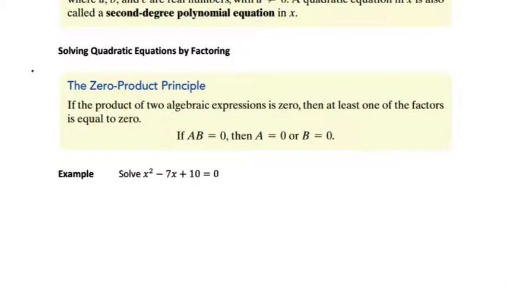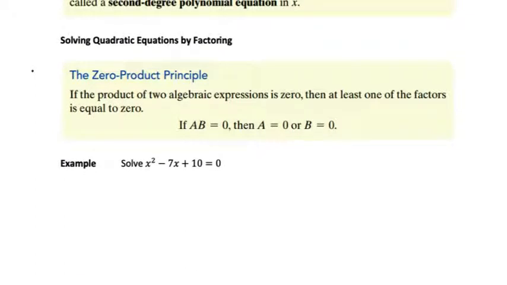And to use factoring to solve a quadratic equation, we need to use something called the zero product principle. This principle says that if I have two things that are multiplied together, and I know that the product is equal to 0, then one of those two things has to be 0. If you think about your multiplication facts, that should make sense to you. The only way that two numbers can multiply to equal 0 is if at least one of them is 0. Or both of them could be 0 because 0 times 0 is equal to 0. So we're going to use this to solve quadratic equations using factoring.